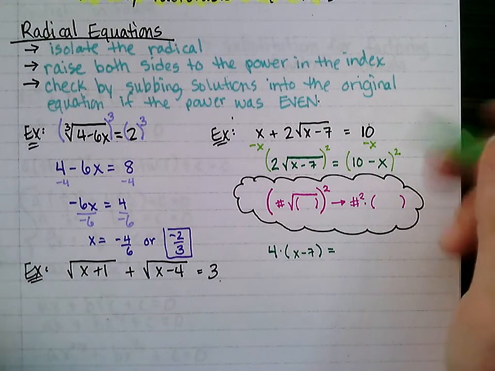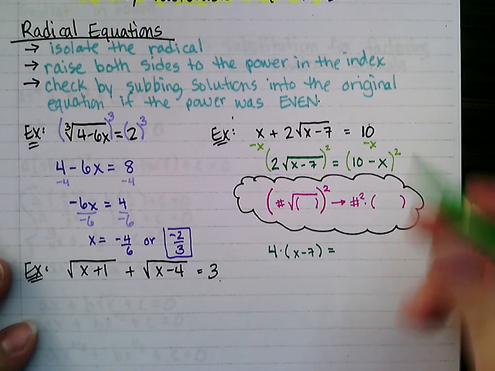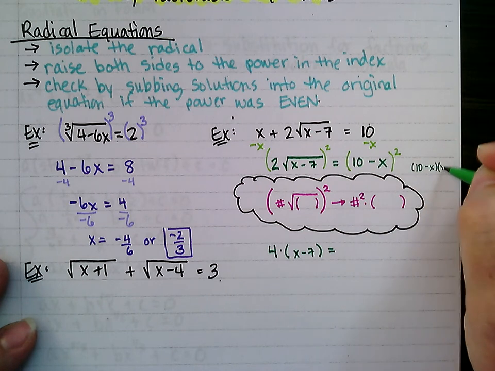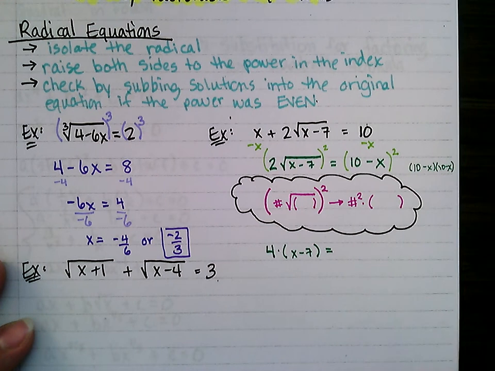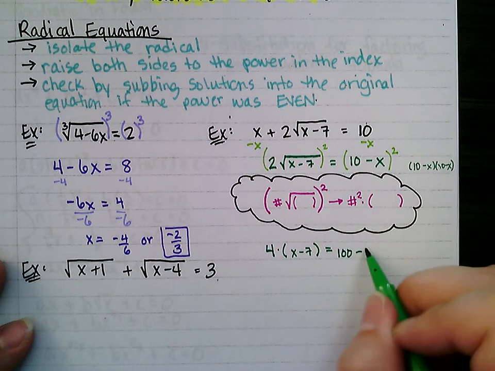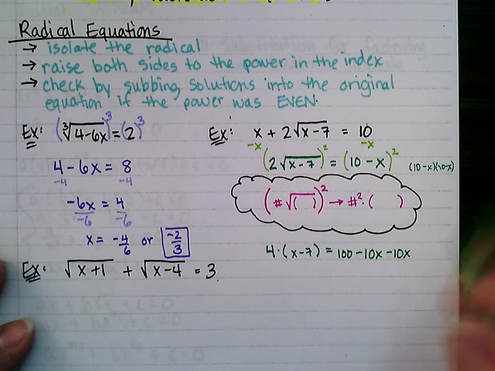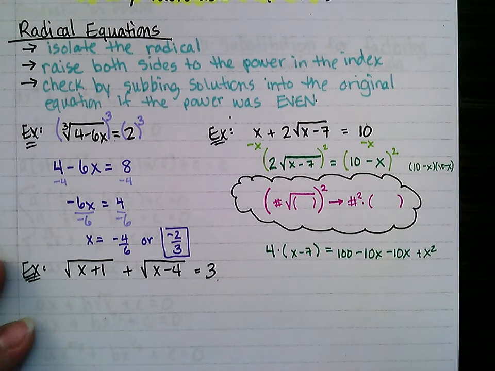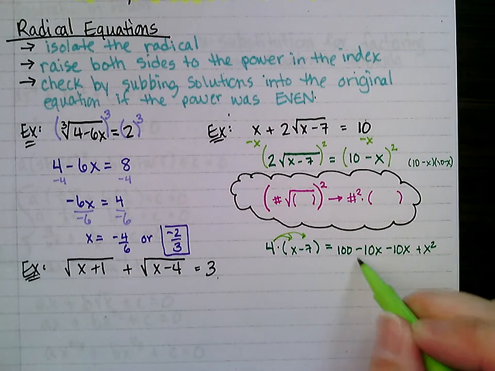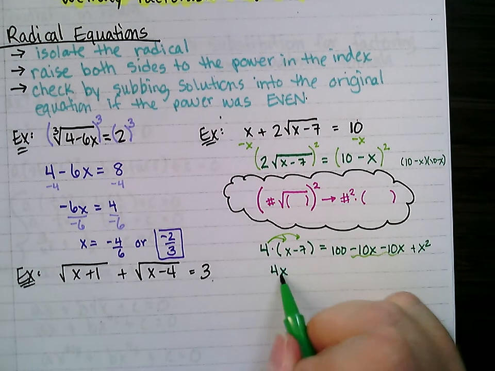Now on the right side, it's not going to be 100 minus x squared. I have to remember to FOIL that. So it's like 10 minus x times 10 minus x, and I have to FOIL that out. So I'll do 10 times 10, 100, 10 times negative x, minus 10x, negative x times 10, minus 10x again, negative x times negative x, plus x squared. I'll go ahead and distribute this 4, combine my like terms. So I've got 4x minus 28.